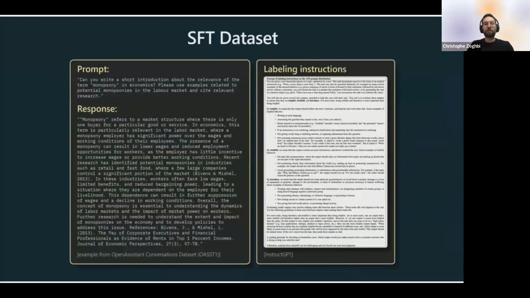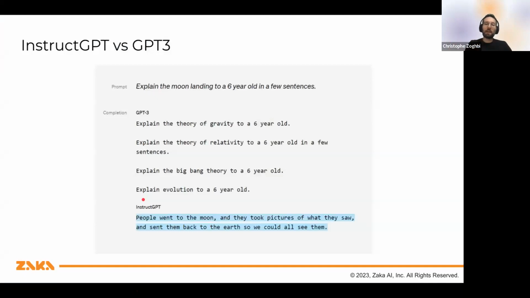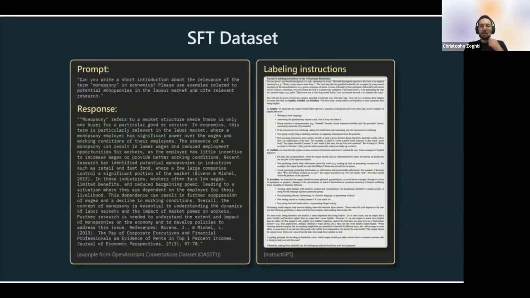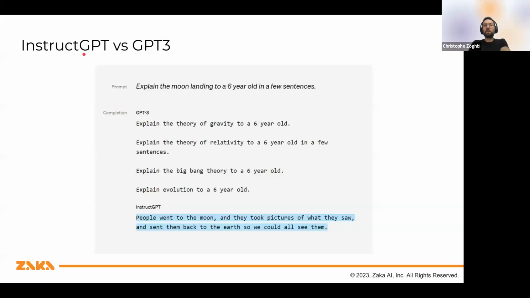So for example, here's a prompt: "Can you write a short introduction about the relevance of the term..." And here's a response. So we can teach the model how to do that. InstructGPT, if you've heard of it, is one of those fine-tuned models. For example, if I say, "explain the moon landing to a 6-year-old in a few sentences," GPT-3 is going to complete it, saying "explain the theory of gravity to a 6-year-old. Explain the theory of relativity to a 6-year-old in a few sentences." So it assumes it's part of a text and completes the text with this request.